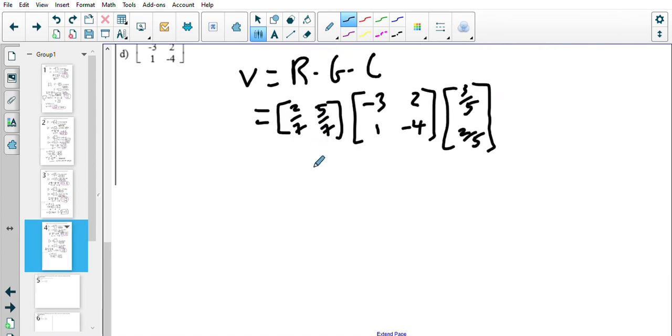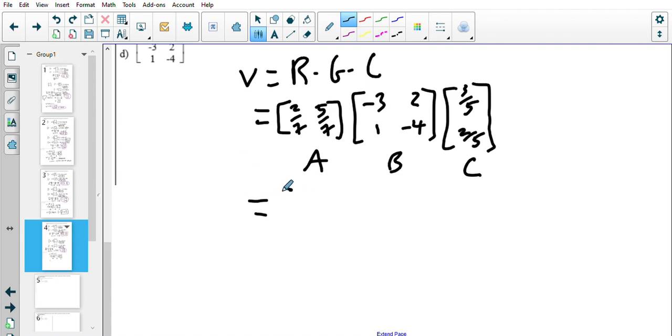So I'm just going to put these into my calculator as A, B, and C and multiply them, and that will give us the value. So matrix A, 2/7, 5/7. Matrix B, negative 3, 2, 1, negative 4. And matrix C, 3/5 and 2/5. And then I'll just do A times B times C.